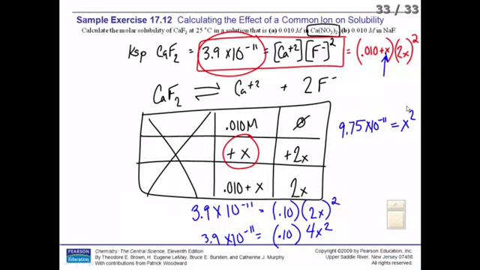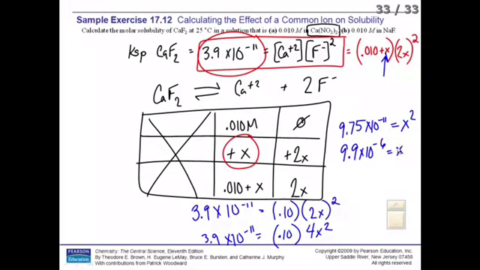Okay, so square root answer should give you, I get about 9.9-ish times 10 to the negative, count carefully, 1, 2, 3, 4, 5, 6, to the negative 6 is equal to x. Now what was x?